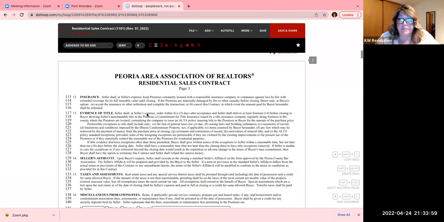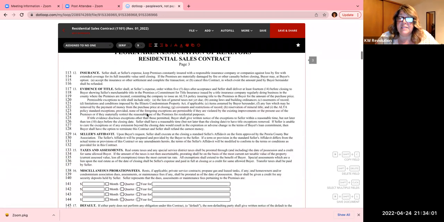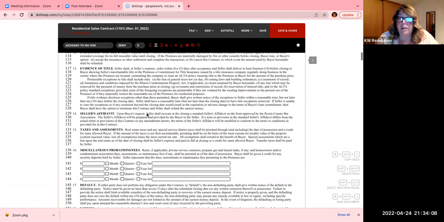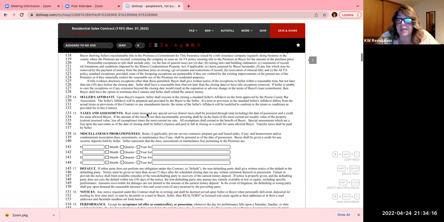inspection done. This is basically saying that the seller does need to keep the property insured until closing, and the evidence of title. Of course, they are going to do a title search and make sure that there are no liens on the property. This also talks about taxes and assessment in Illinois, just in case you're not familiar with the fact that in Illinois, we pay our taxes the year after.